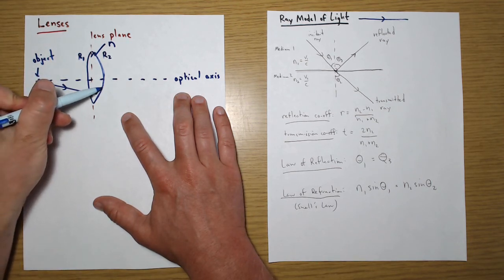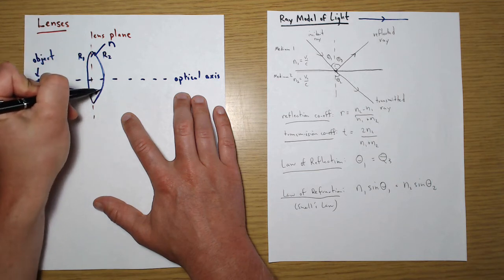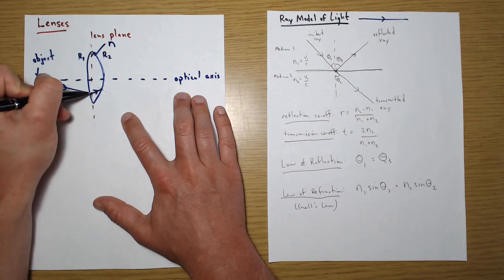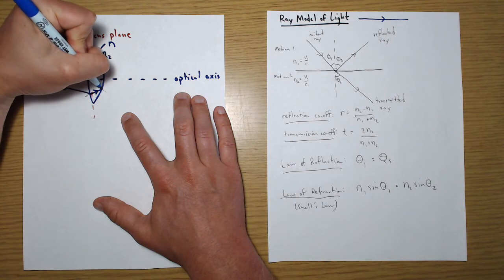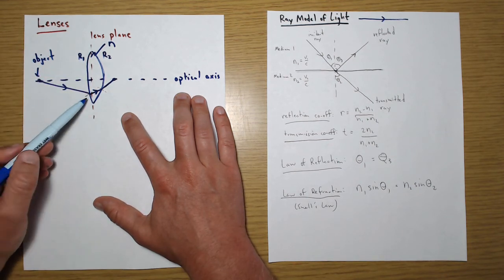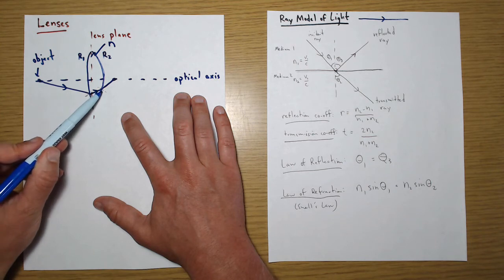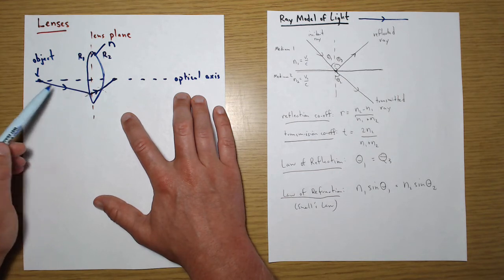And then when it encounters this curvature, I have, once again, a normal line, and the ray will bend again to this point right here. Now, the angles with which these bend are going to be governed by Snell's law. Right? I have to apply Snell's law twice on a curved surface because the normal line is going to be a function of how much that ray is below the optical axis.